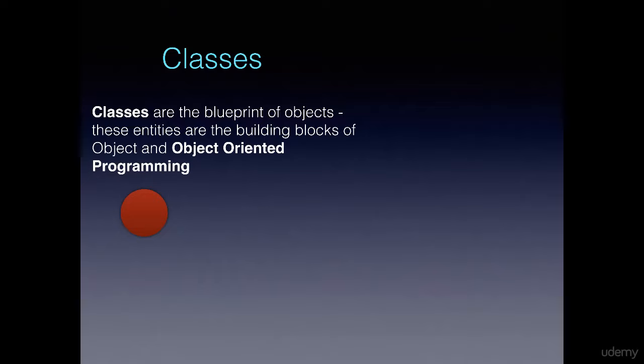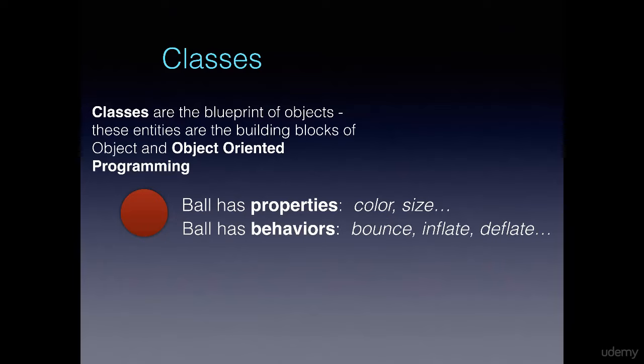All right. So now this ball here has properties. This ball could have color red, size, and so forth. Those are properties of this ball. Also, this ball has behaviors. So this ball can bounce, inflate, deflate, and do a lot of things. So as you can see here, we can actually represent a real ball in terms of code by creating classes, which we can then instantiate, creating objects out of it.